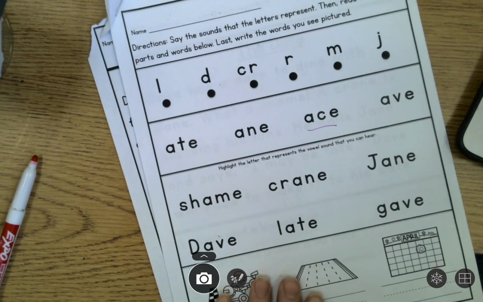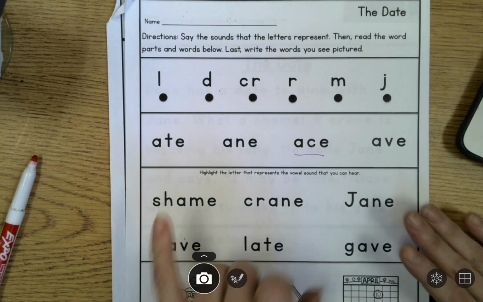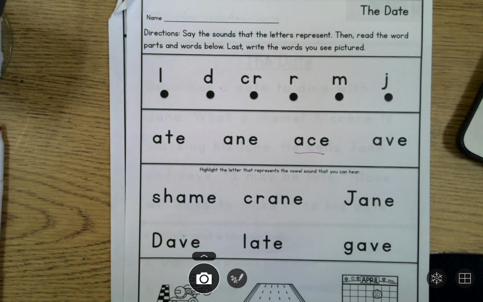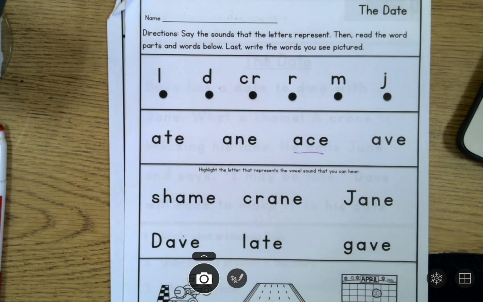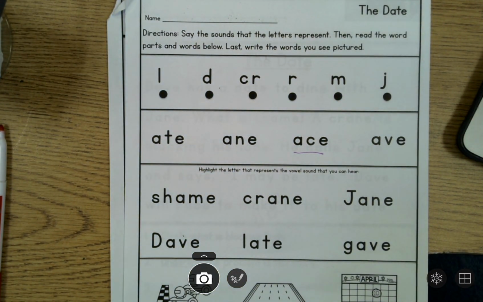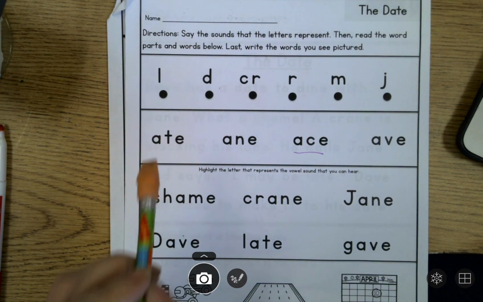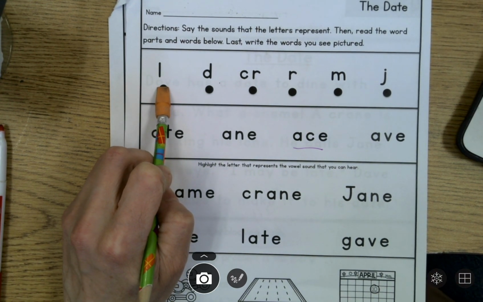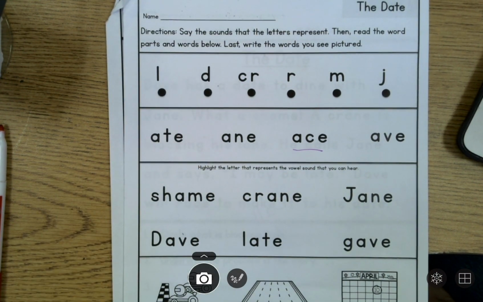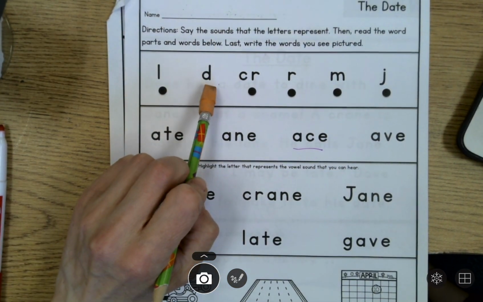So we're going to start with the first page. It starts with some sounds. So we're going to say the sounds that the letter or letters represent, okay? So when I point to the letter or letters, I want you to make the sound. Then I'm going to make the sound and you're going to see if they match, okay? Here we have an L. What does an L make? L. Did you say L? Excellent.